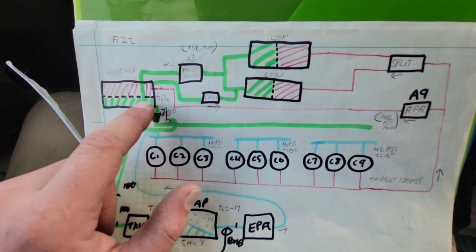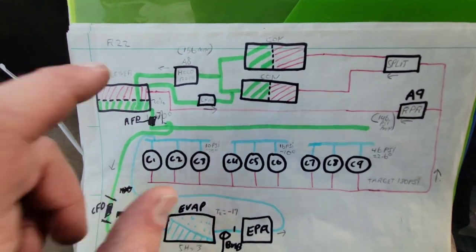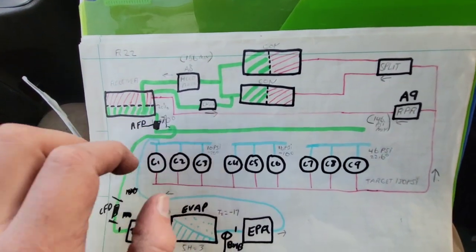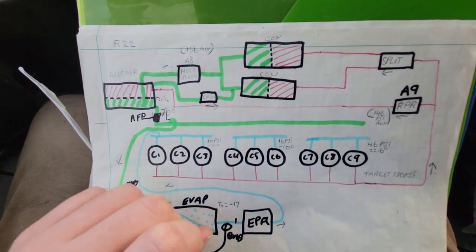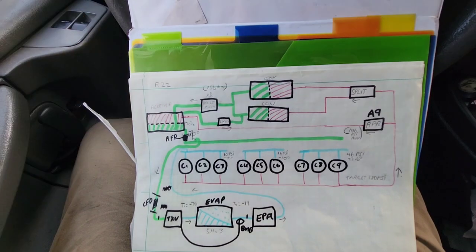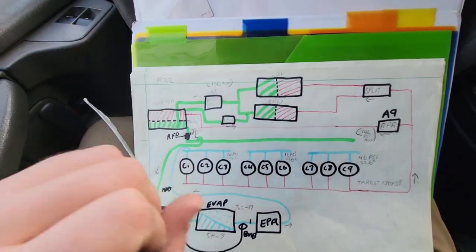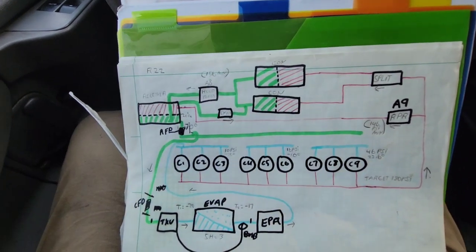Receiver level. What receiver level do we have? Why do we check receiver level? Because it's going to tell us a couple things. So receiver level and then sight glass. If the receiver level is below zero, like absolute zero, all the way down, and the sight glass is flashing, you're low on refrigerant.